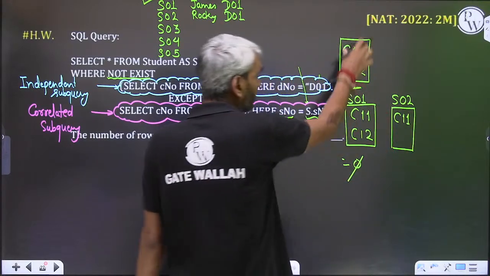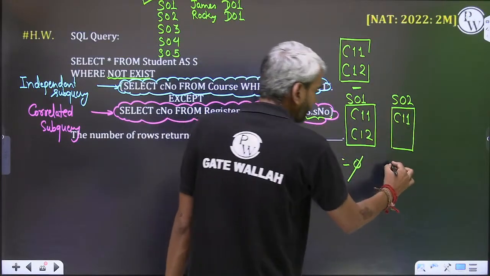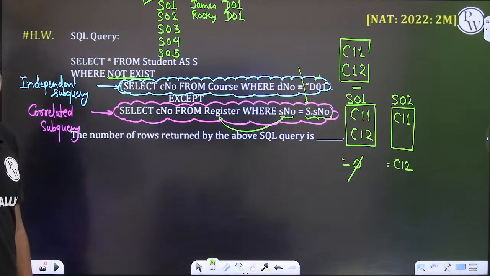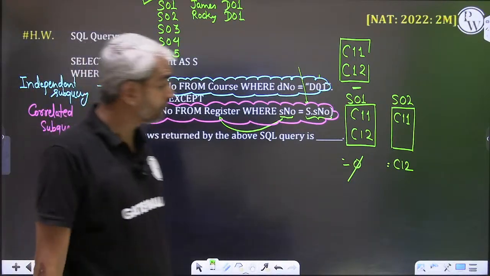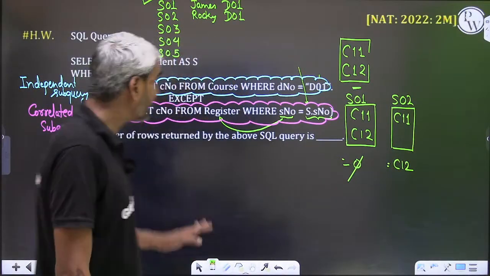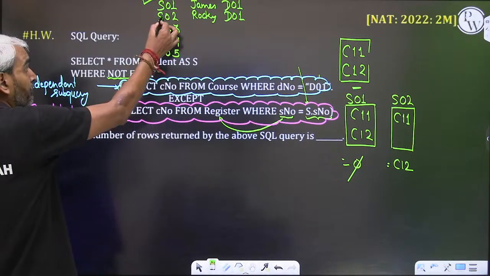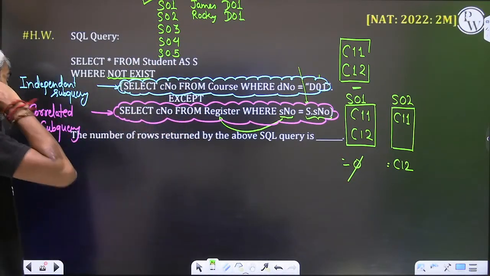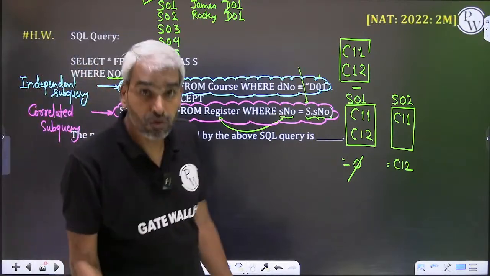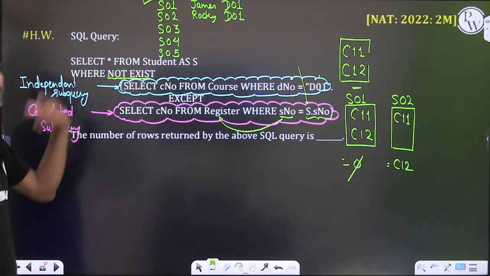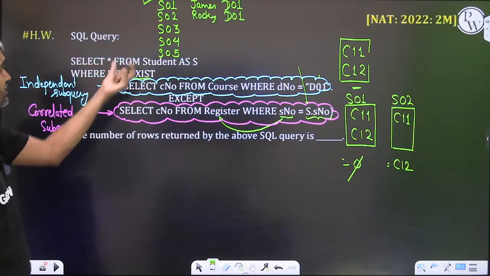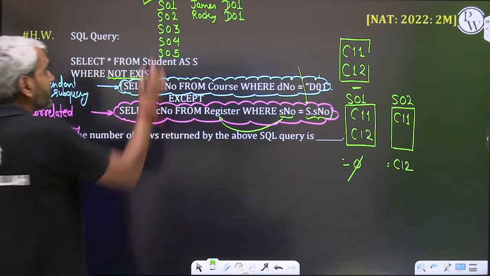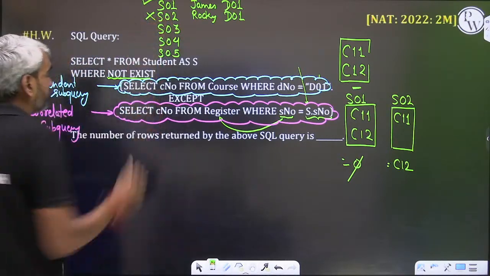Now, out of C11, C12, if you subtract C11, you will be left with C12. That means for the second tuple of the student table, the inner query result is not empty. Therefore, exists will return true, whereas not exists will return false. That means for the second tuple of the student table, the where condition is false, therefore this will not get selected.